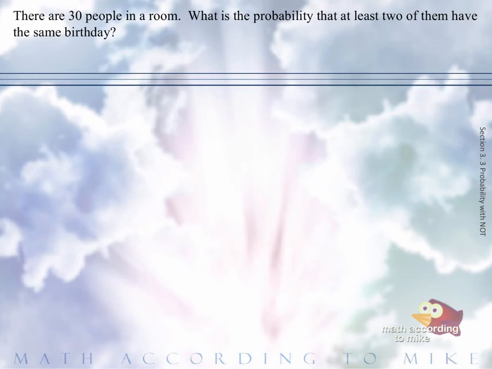So let's talk about our 30 people in the room, or let's talk about the outcomes that are possible. You could have no one that has the same birthday. We don't really have one person that has the same birthday, so semantics, we ignore the one. We could have 2 people that have the same birthday, 3 people, 4 people, 5 people, all the way up to 30. So to do this directly, we would have to find the probability that exactly 2 have the same birthday, or exactly 3, or exactly 4, all the way up to exactly 30.